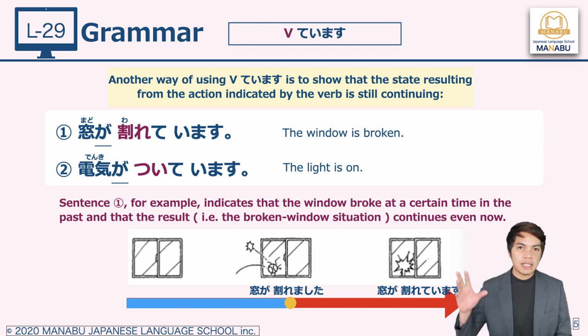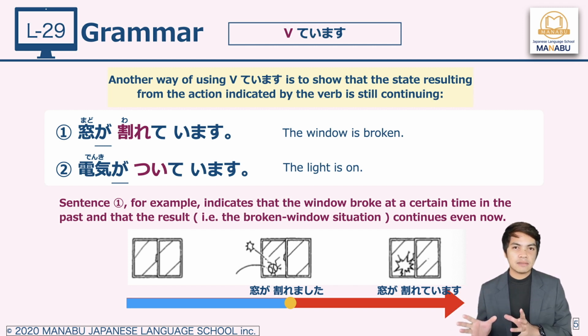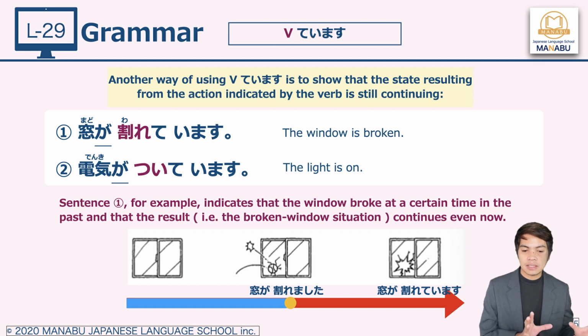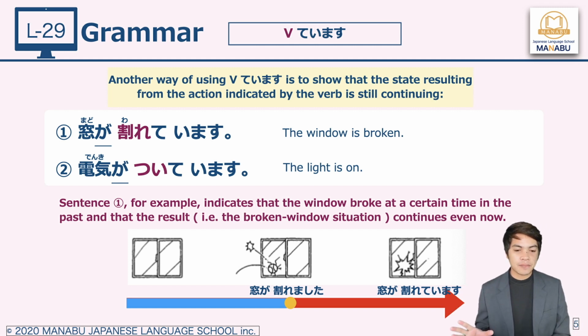So in our previous lesson, the verb te imasu means the present tense of the verb or currently doing. Now, the verb te imasu in this lesson is showing that the state resulting from an action is continuing. So for example, if something happened, then the result of that action still continues. Like in this example number 1, Mado ga warete imasu.